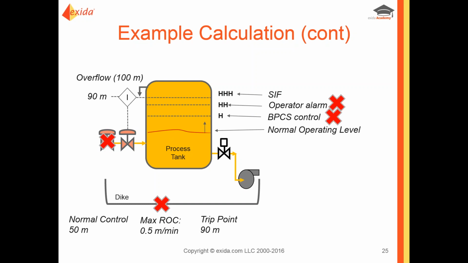For the purpose of the calculation, our inlet valve is our source of failure. Our dike is a mitigative layer. It's managing the consequence. It's not preventing the trip. And we're not going to consider the BPCS control and the operator alarm. Obviously, our BPCS control was part of our failure initiating scenario, or scenario initiator, and then the operator alarm is going to be considered an unsuccessful IPL, and we will not consider it as part of this calculation.